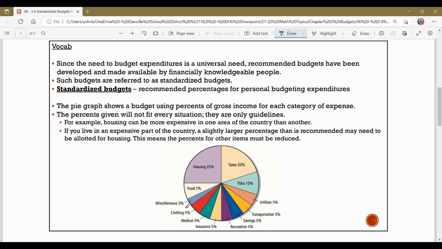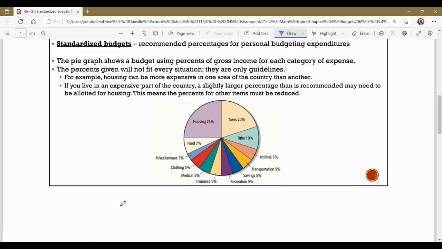So these are recommended percentages of your gross income that you should be spending on different categories of expenditures. And again, they're not set in stone. You can spend more, you can spend less. But if you follow these guidelines, you're better off being on a budget than if you didn't.